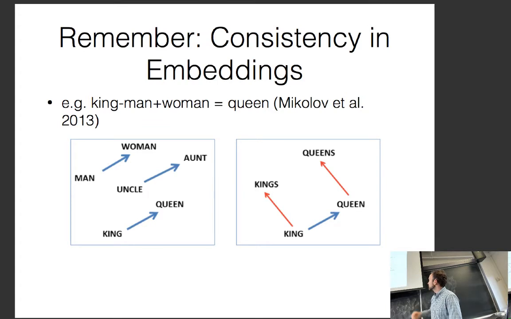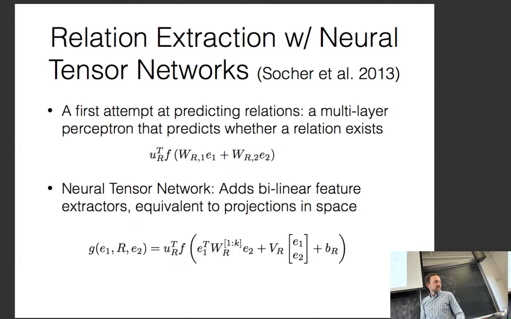It follows our intuition that if you take king and project it into another place in space, it should be close to kings. And if you do the same projection between queen and queens, they should be close together as well. And specifically by close together, I mean their dot product is high.